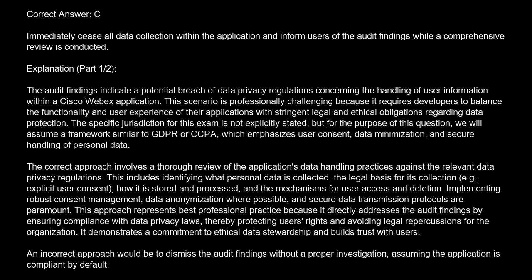This approach represents best professional practice because it directly addresses the audit findings by ensuring compliance with data privacy laws, thereby protecting users' rights and avoiding legal repercussions for the organization. It demonstrates a commitment to ethical data stewardship and builds trust with users.